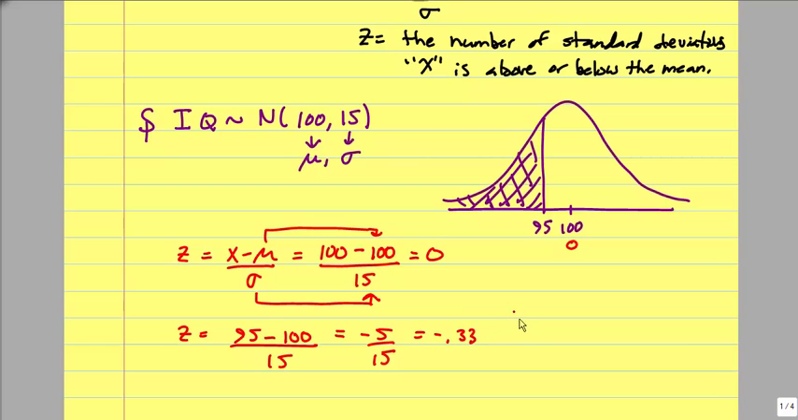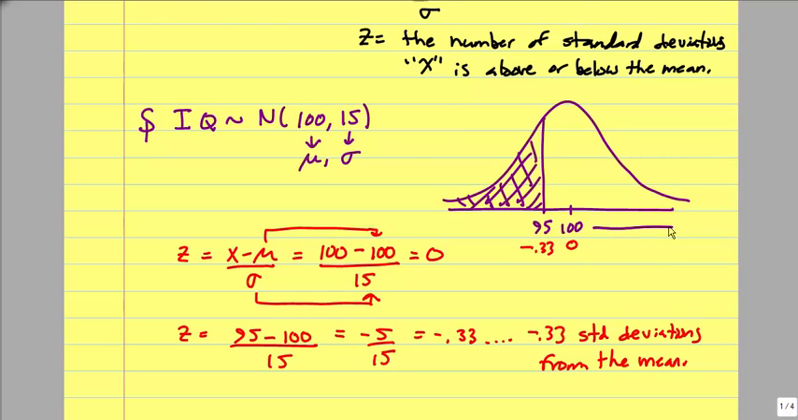0.33, repeating, of course. Our normal tables only go out to the hundredths place, so I'm just going to truncate it right here at the 3. So this is negative 0.33. This means I am 1/3 standard deviations below the mean, or negative 0.33 standard deviations from the mean. And the negative takes into account that I'm below the mean. So going back to this picture, this scale is my IQ scale. This scale is my standardized scale, my Z scale.